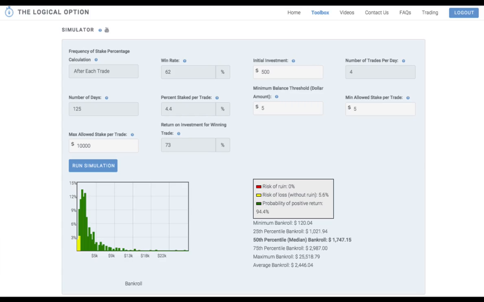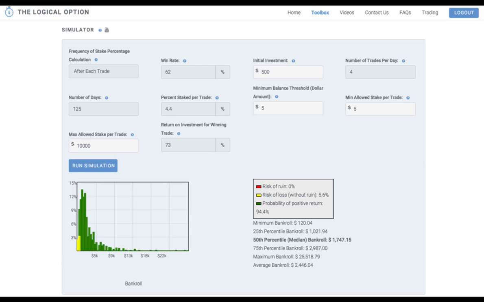So using that, we see that our risk of ruin is at 0%. The risk of losing some money is a little higher than that. We're a little over 5%. But this is just the risk that after 6 months you will have a little bit less money than what you started with. Now, the probability of a positive return, however, is nearly 95%. The median of which in this distribution is over $1,700.